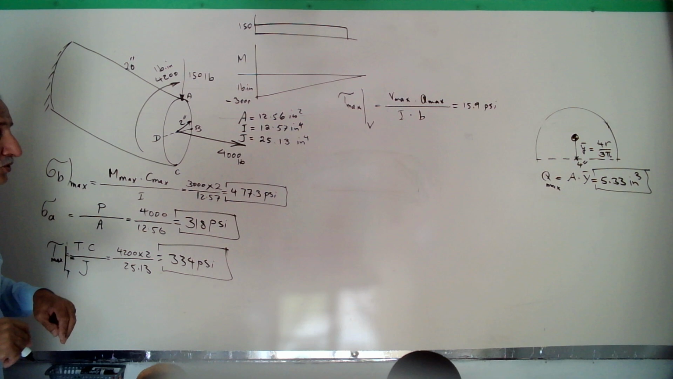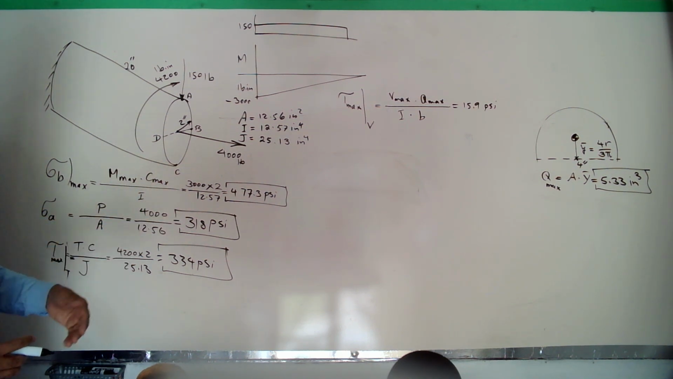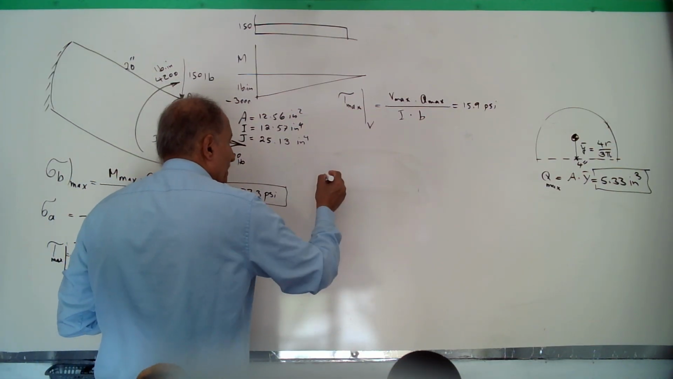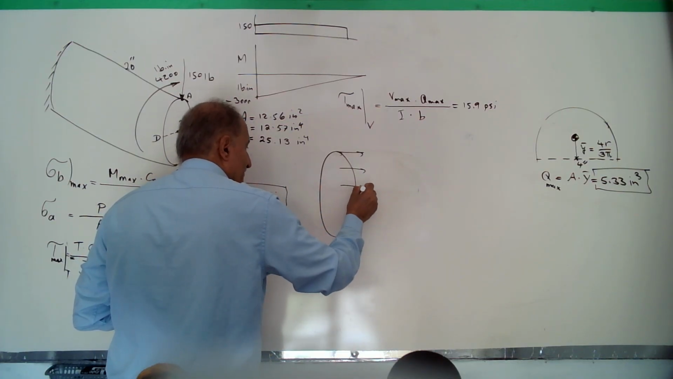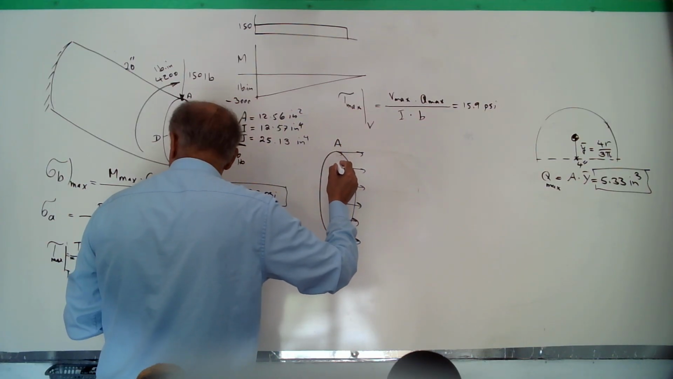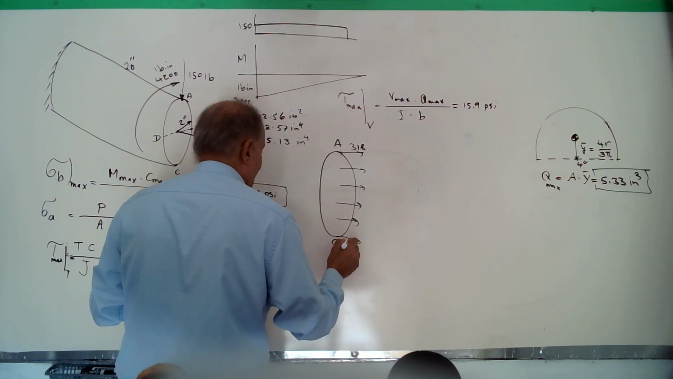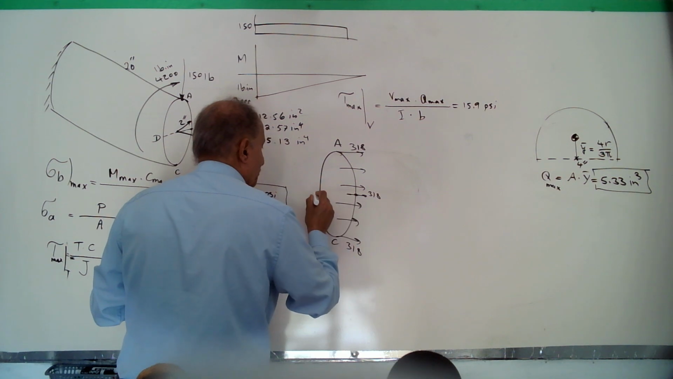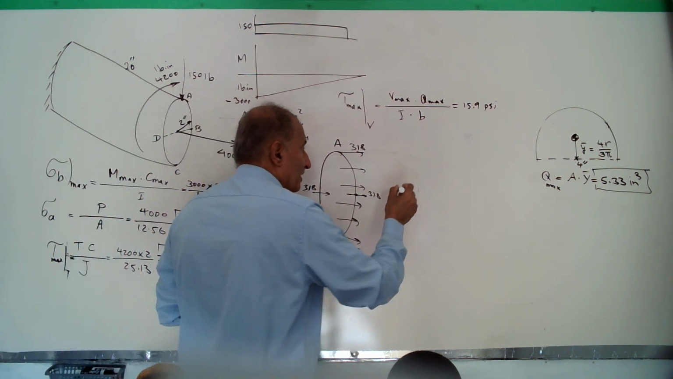Then we have two shear stresses and two normal stresses. Combine normal with normal and shear with shear. Let's combine normal with normal. First normal is axial. At point A it is 318. At point C also 318. At point B also 318. At point D also 318. All of them are tensile. Plus bending.